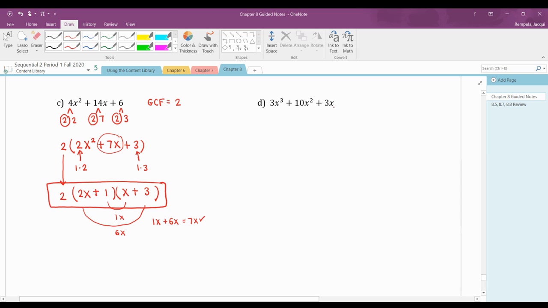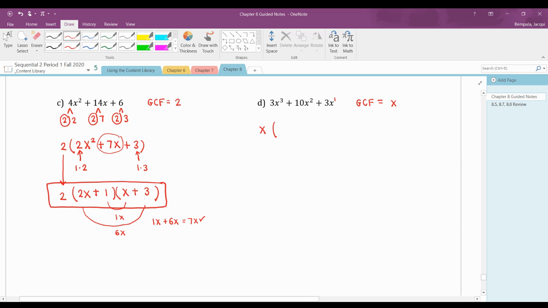But if I look, I see that, hey, x to the third, there's x's. X squared, there's x's. X, all of them have an x. So remember, when I'm looking at my GCF, I have to take the smaller exponent. So between a 3, a 2, and technically a 1, I can only take out one x. So that's my GCF. I now need to write whatever's left over.